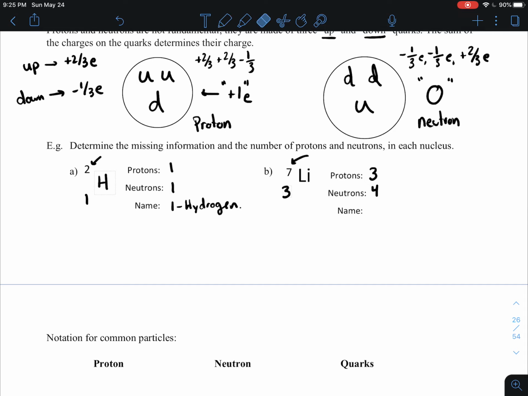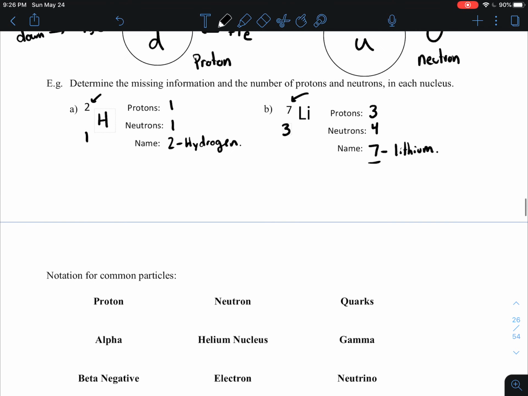Oh, I think I did something wrong in the last question. I believe this is a 2 hydrogen. I don't know why I put 1. I saw the 1 down below. Okay, so in this case here, this must be a 7 lithium, where the 7 represents the number of nucleons.